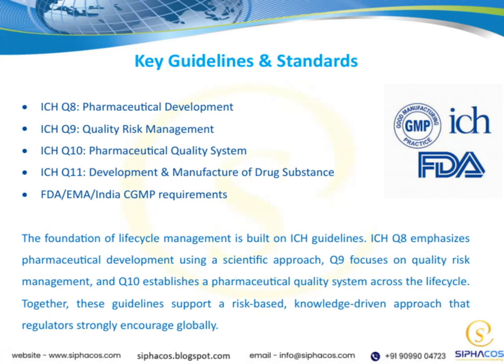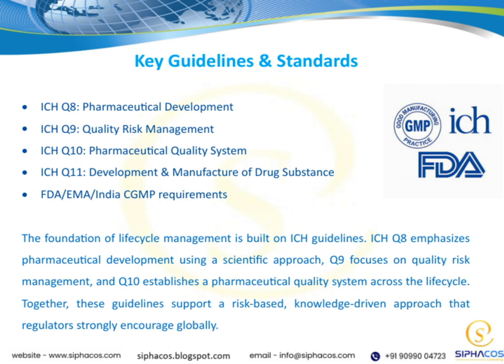Let's take a closer look at the key guidelines and standards that form the foundation of lifecycle management. As we discussed earlier, ICH guidelines play a crucial role here. Starting with ICH Q8, which emphasizes a scientific approach to pharmaceutical development. This means designing products and processes based on solid scientific understanding, which helps ensure quality from the start. Next is ICH Q9, focusing on quality risk management. This guideline encourages us to proactively identify, evaluate, and control risks throughout the product lifecycle. It's about making informed decisions to maintain quality and safety.